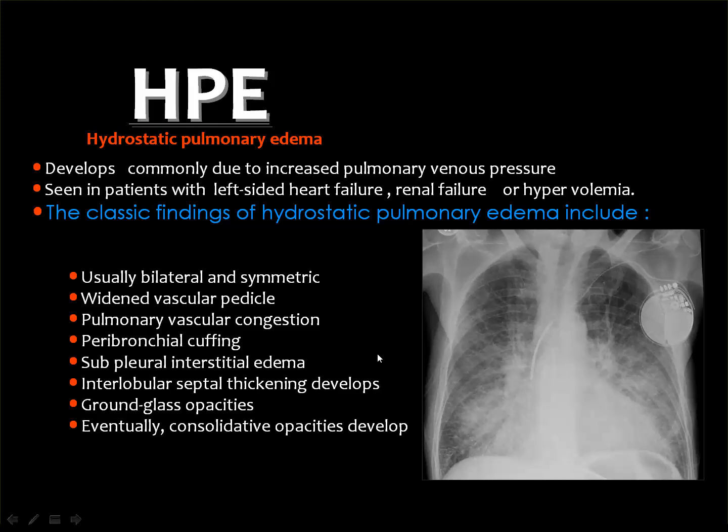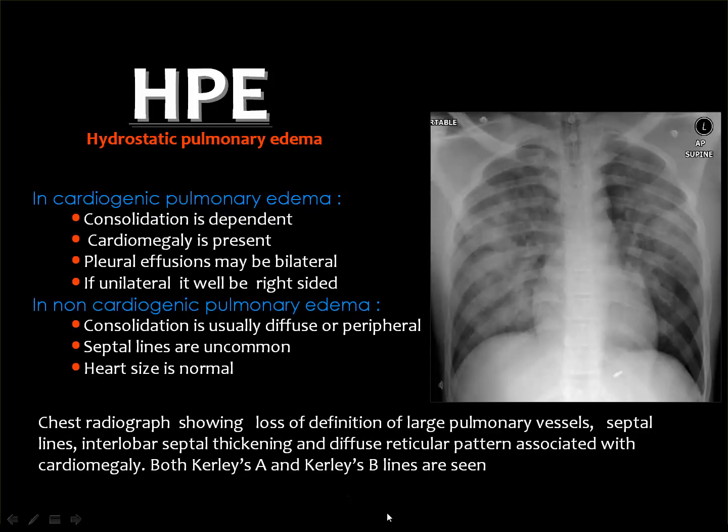Then the classic findings of hydrostatic pulmonary edema include bilateral and symmetrical appearance of wide vascular pedicle, enlargement of the central hilar shadows, pulmonary venous vascular congestion with upper lobe blood vessel diversion, peribronchial cuffing, subpleural interstitial edema, interlobular septal thickening, ground glass opacities, and eventually consolidations may develop.